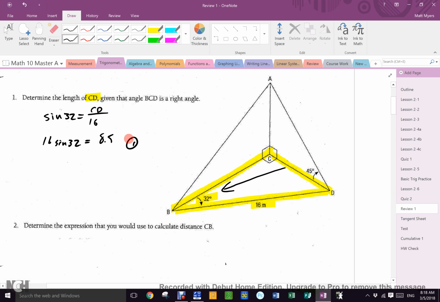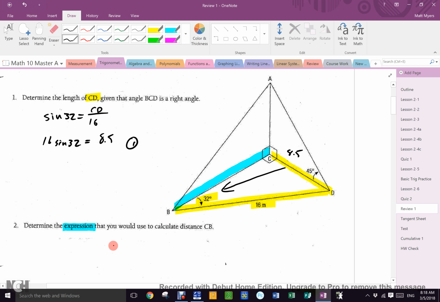8.5 for one mark. Now, please notice, I asked for the expression, which means you have to show what you were going to do to find CB, which is this line right here. But since you know this is now 8.5, you could use Pythagoras. Or you could have used cos of 32, or you could have used tan of 32. I don't care which one you used.